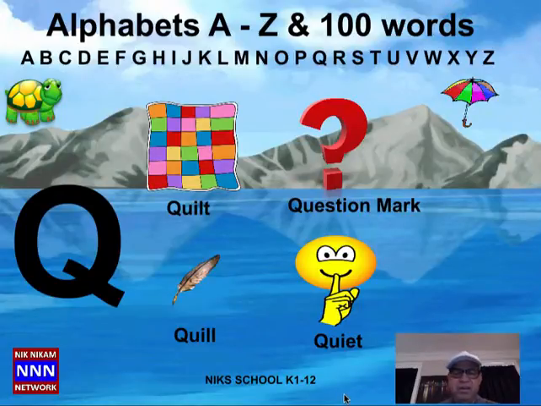Look at all the words starting with Q. We have the quilt, which is going to keep you warm. We have a quill, which you can use to write. And then you're supposed to be keeping quiet. If you don't keep quiet, your mommy is going to come and say, why are you screaming? When your mommy comes and asks you, why are you screaming? That means that is a question.